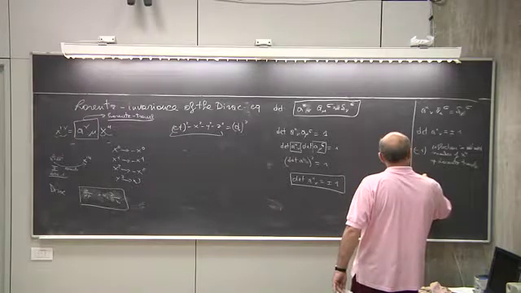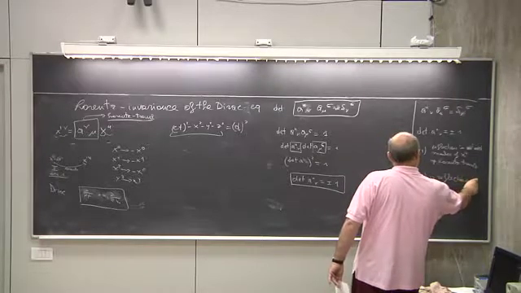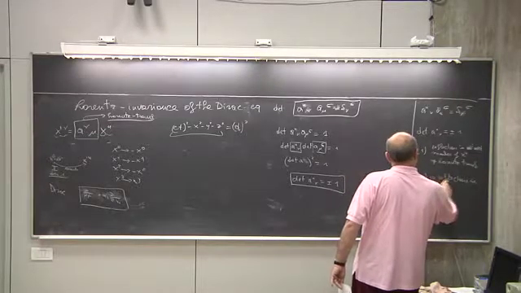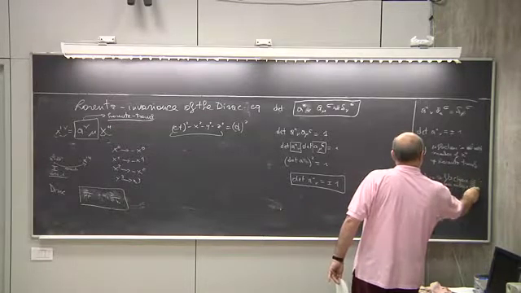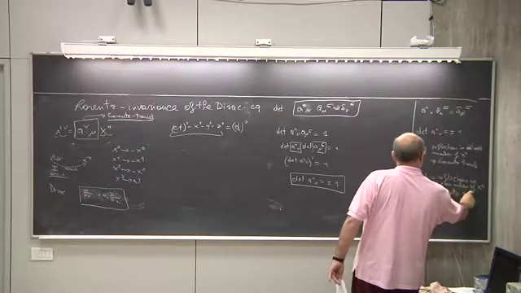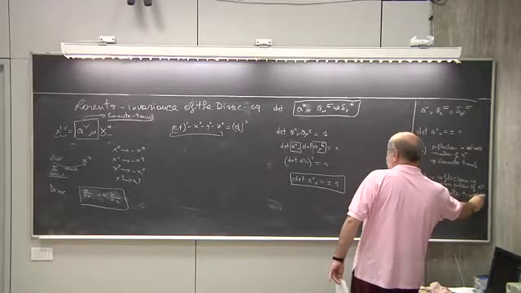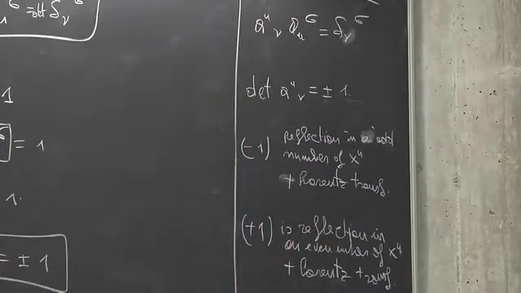The +1 is reflection in an even number of x mu, plus Lorentz transformation. And even number, it could also be 0, that I don't do any reflection.